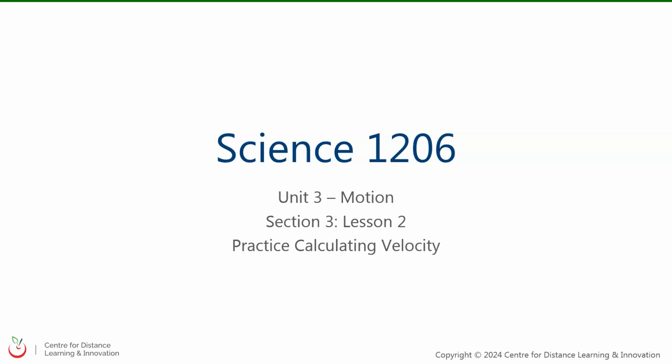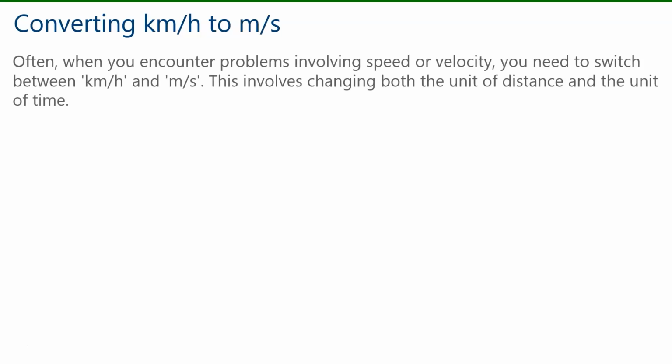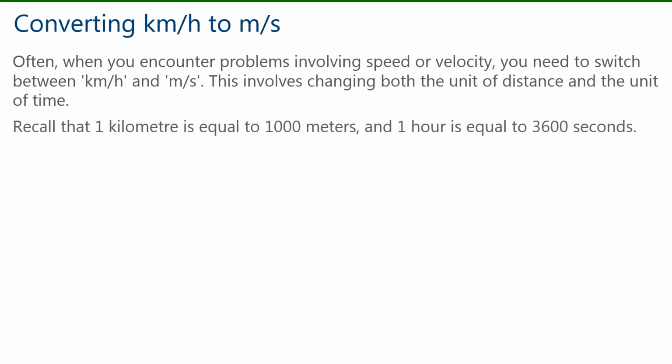Let's begin. First, we're going to look at some conversions that you might see in velocity problems. Often when you encounter problems involving speed or velocity, you will need to switch between kilometers per hour and meters per second. This involves changing both the unit of distance and the unit of time. Just a reminder, be careful when you're reading a problem to assess whether you're going to need to make this change. Recall that 1 kilometer is equal to 1,000 meters and 1 hour is equal to 3,600 seconds.